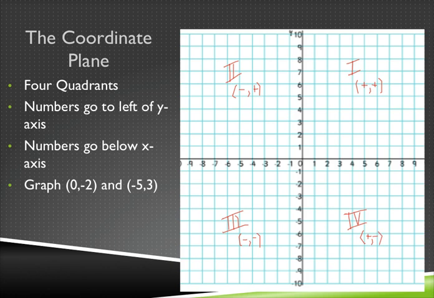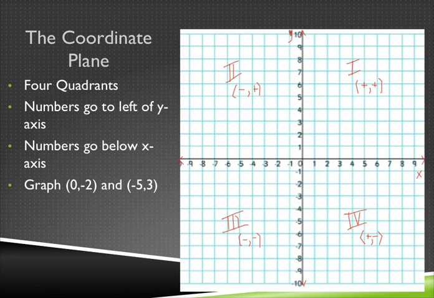Something to note is that your numbers always go to the left-hand side of the Y-axis and they always go underneath the X-axis. Every graph you create this year should look like this. You also want to make sure that you have your X and your Y axes labeled. I'm going to put arrows on either end of my axes to show that these number lines go on forever.